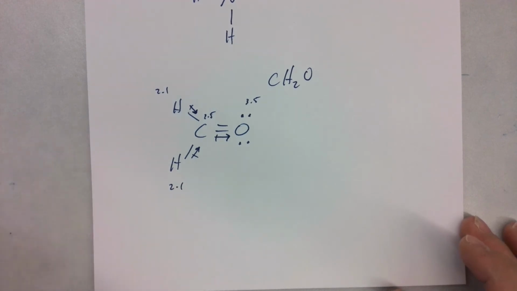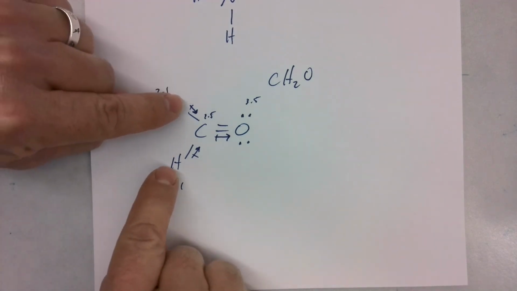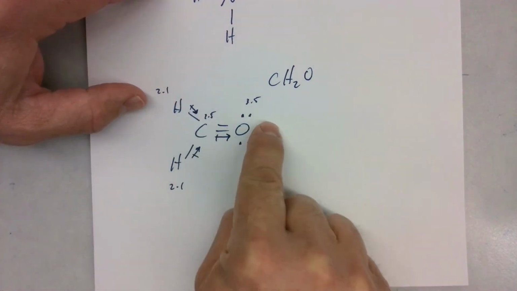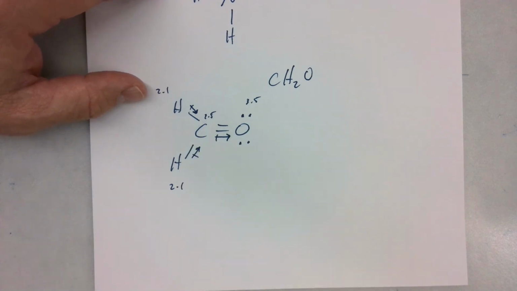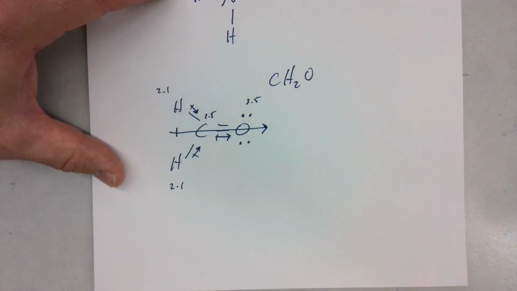Yeah, three things around me, no lone pairs. Trigonal planar, right? So I'm all in the same plane. I've got these pushing that way, and that pulling this way. Is that going to be a polar molecule? Definitely, and the dipole would basically go right down through the middle, just like that.